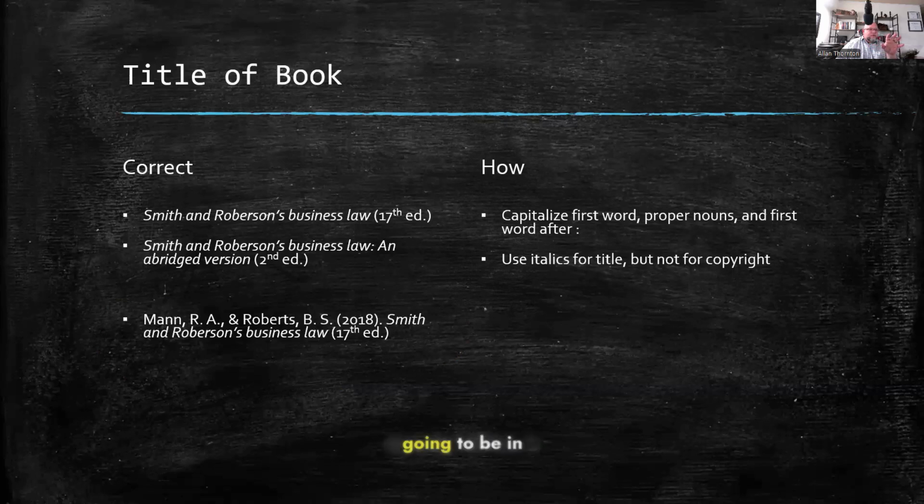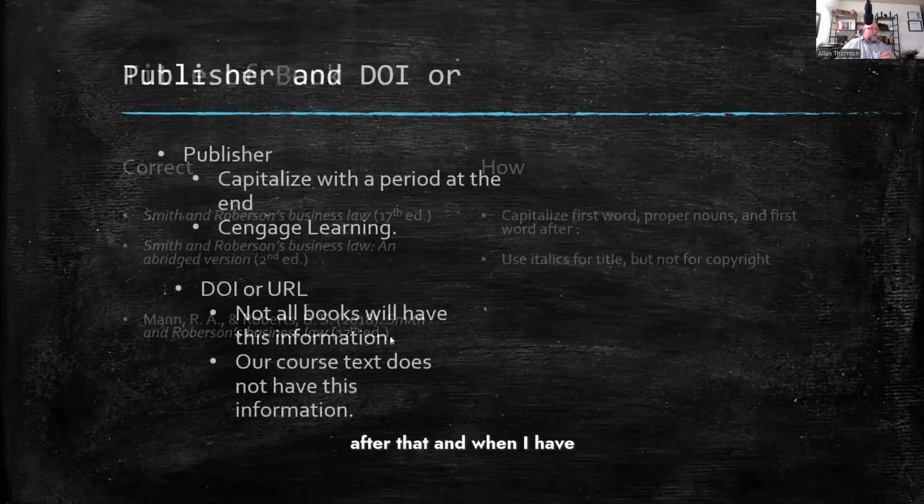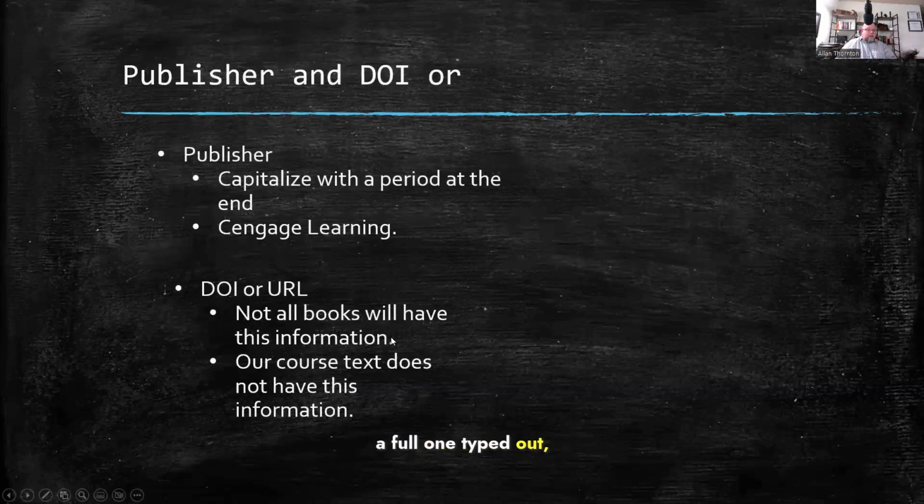And the edition is going to be in parentheses. Now, there should be a period after that. And when I have a full one typed out, you'll see where the period is at. The next thing we're looking at is the publisher. And then if they have a DOI or URL. I could not find one for a course text. I do not remember there being one anytime I've quoted it. So I do not believe there is one for a course text.